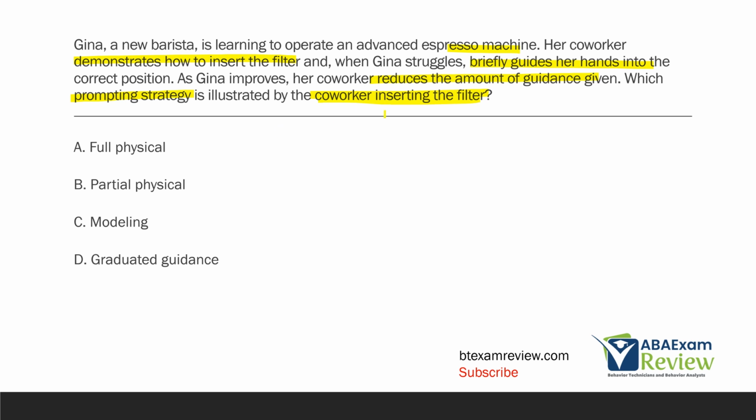A, full physical. Well, we know physical prompting was used because the hands were guided into the correct position, but we're not concerned necessarily with that prompt. We're looking at inserting the filter. So, same with B, partial physical. We're looking at the idea of this demonstration, which is going to be modeling. The coworker modeled how to insert the filter. And then D, graduated guidance. Again, some sort of fading strategy. Perhaps graduated guidance was used, but it's irrelevant to what the question wants us to answer, which is what is illustrated by the coworker inserting the filter. And to answer that question, we would have to call that C, modeling.